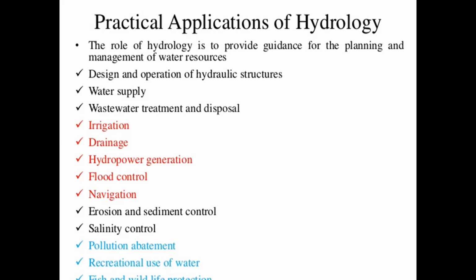These mainly involve remote sensing and GIS applications for hydrology purposes, water resource engineering. The main aspect of the role of hydrology is to provide guidance for the planning and management of water resources. That is the main point for remote sensing and GIS application for hydrology works.